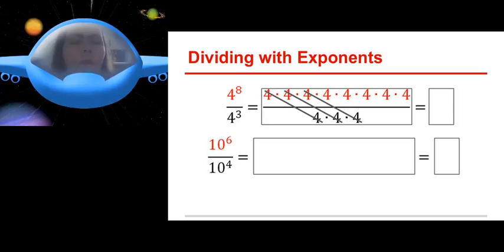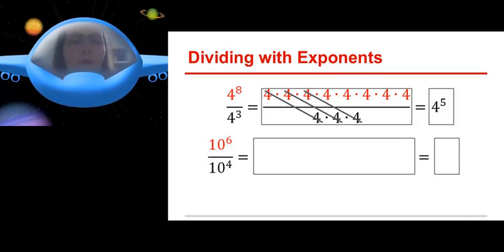So here we have 3 pairs from the numerator and the denominator that we can cancel. And then if we look at what is left in the numerator, we have 4 being multiplied 5 times, and that gives us 4 to the 5th.